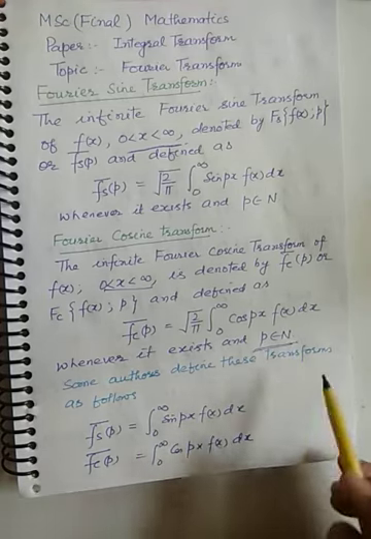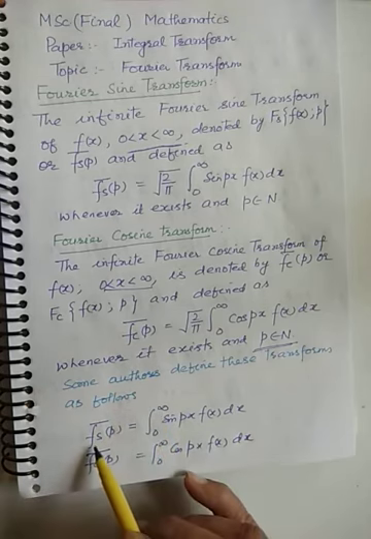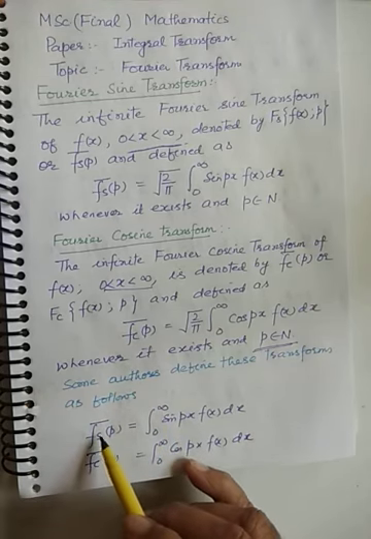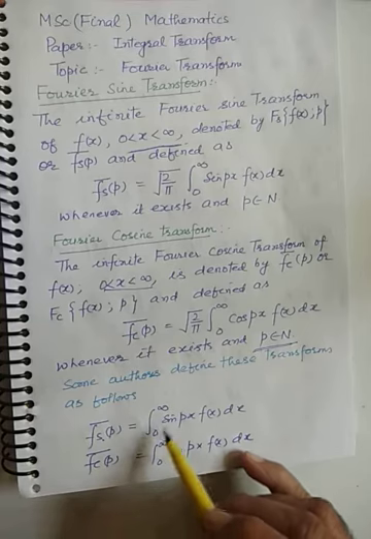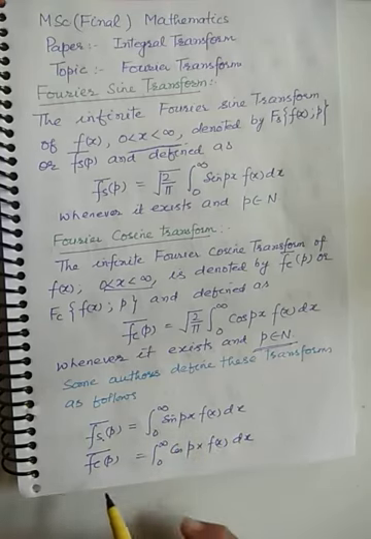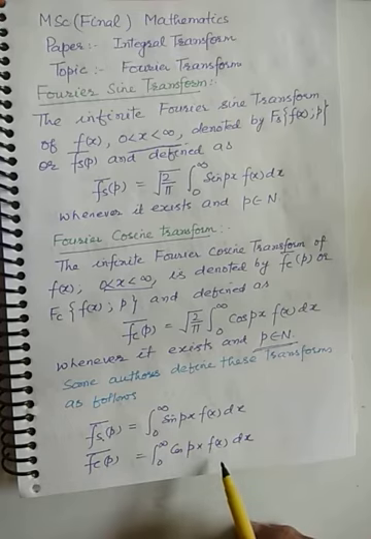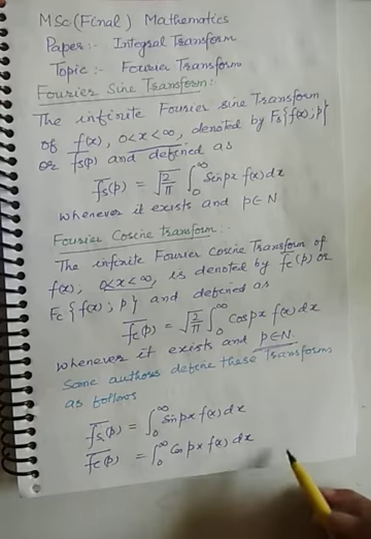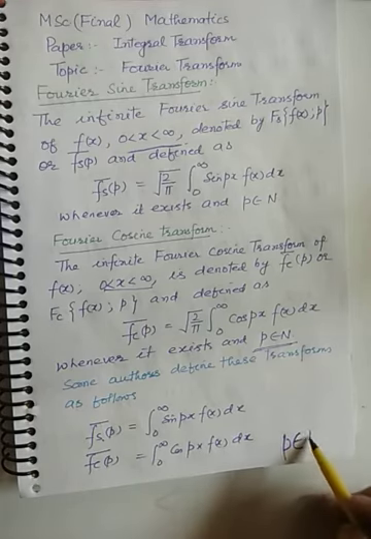Some authors define these transforms as follows. The Fourier sine transform is defined as F_s bar(p) = integral from 0 to infinity of sin(px) f(x) dx, and the Fourier cosine transform is defined as F_c bar(p) = integral from 0 to infinity of cos(px) f(x) dx, where p is a natural number.